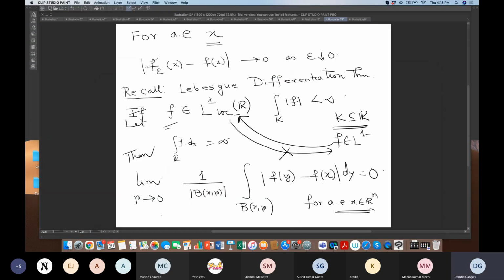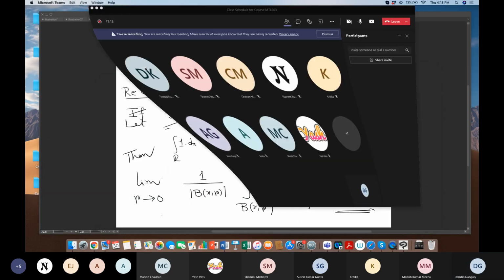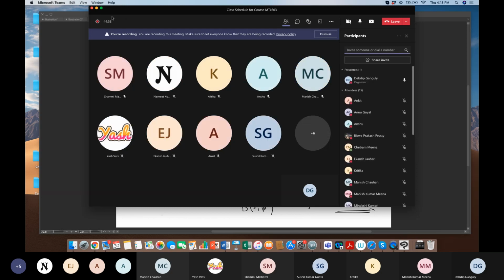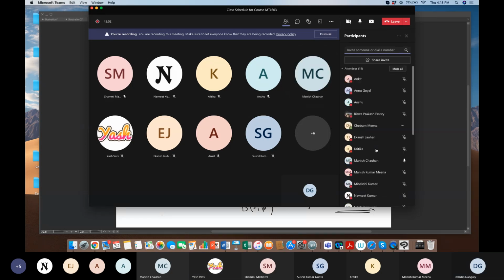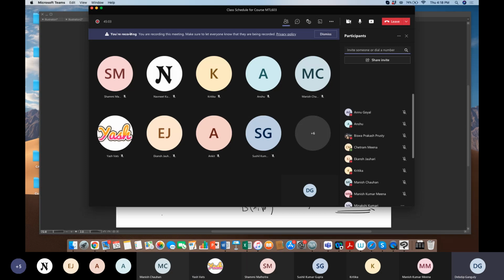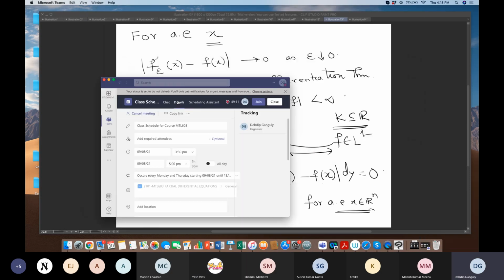Yes or no? Shammi, Navneet, Kritika? Yes, sir. Anshu, Manish, is that clear? Yes, sir. Yash, Ekans, Ankit? Meenakshi, clear? Nikita, Sushil, Yash, Vishwa? Yes, sir. Annu? Yes, sir. Good.